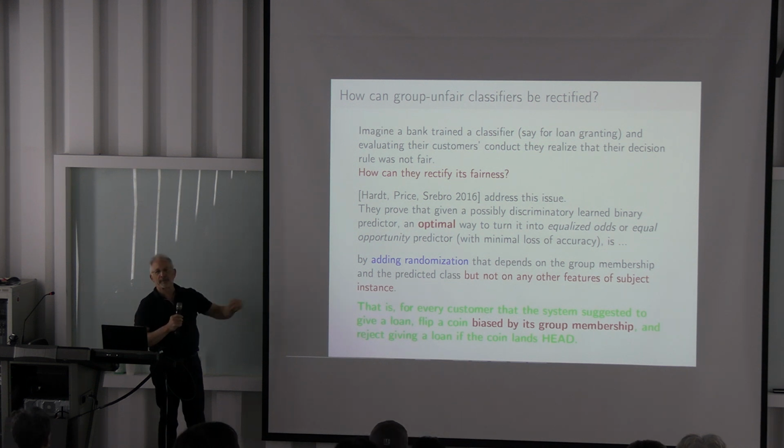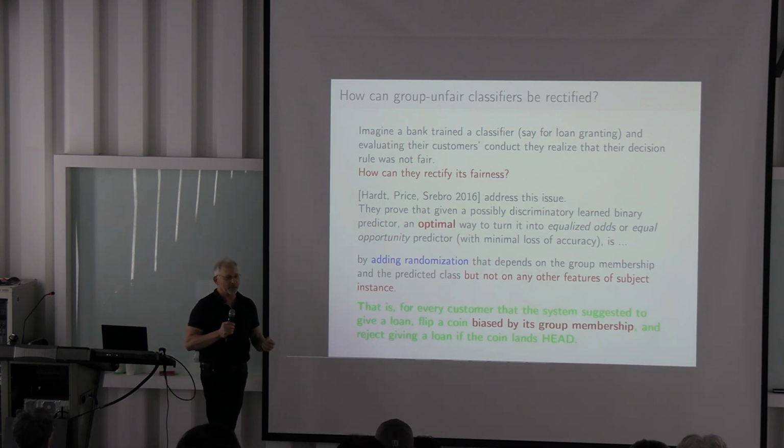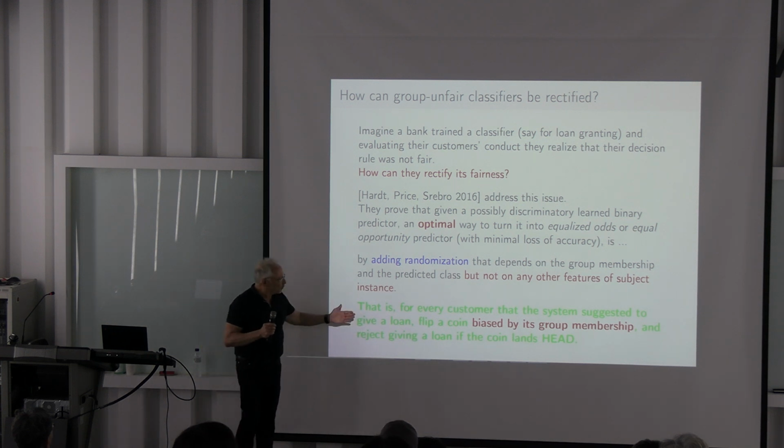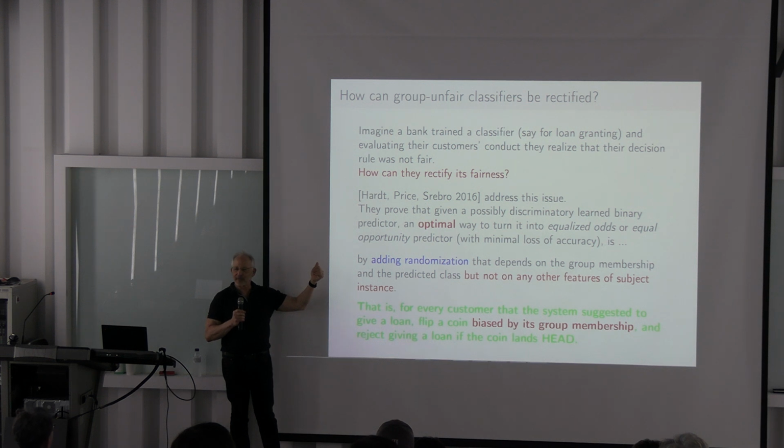that is biased according to group membership, which you can argue, is this fair? If you are a man, then I flip a coin that kicks you out, although you are deserving, with probability 20%, but if you're a woman and you're deserving, I flip a coin that kicks you out only with 5%. Is that fair? But provably, this is the optimal way to fix the unfairness that we saw in our predictor.